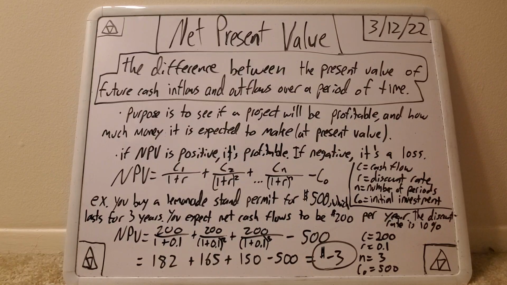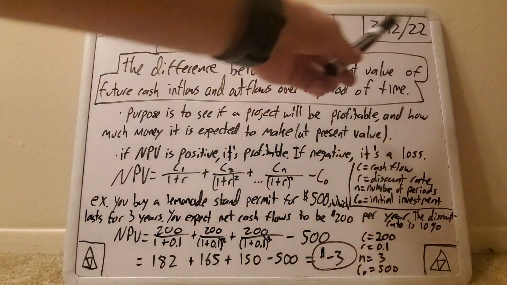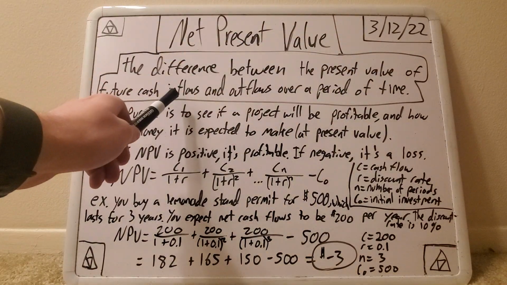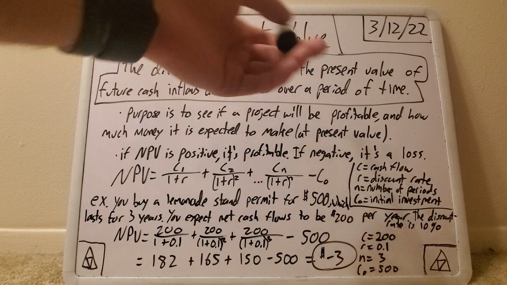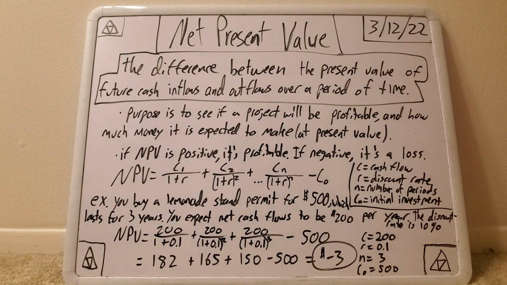Hello everyone, today I'm going to be discussing net present value, or NPV for short. I'll be referencing it as NPV for the rest of the video. NPV is the difference between the present value of future cash inflows and outflows over a specific period of time. The purpose of calculating NPV is to see if a project will be profitable.